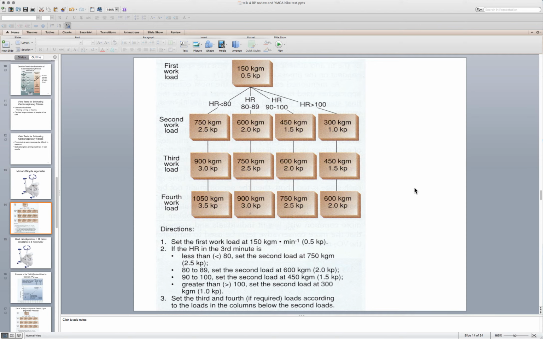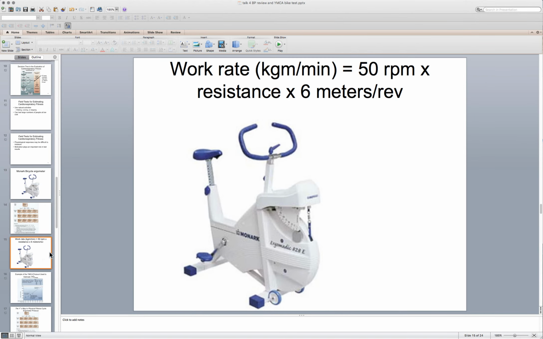So this table describes the sequence for the protocol of this YMCA bike test. And again, to determine this workload or work rate of, for example, 150, that is equal to 50 RPMs, so everyone is pedaling at 50 RPMs, times the resistance setting, times 6 meters per revolution. That gives us a work rate in kilogram meters per minute, and that's where those top numbers come from.